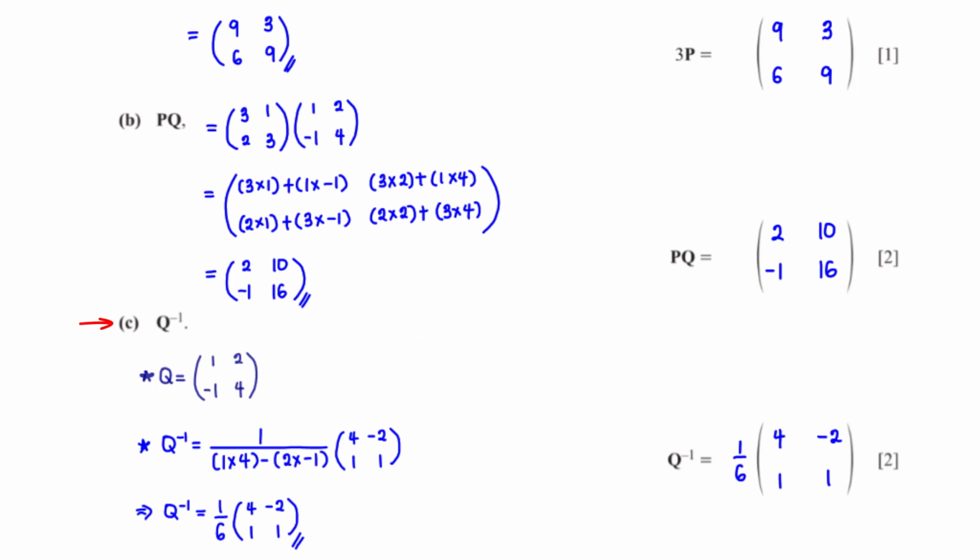Find the inverse of matrix Q. The inverse of matrix Q is equal to 1 over the determinant, which we get by subtracting the product of the minor diagonal, which is 2 times negative 1, from the product of the major diagonal, which is 1 times 4, multiplied by this matrix, which we get by swapping the elements in the major diagonal and negating the elements in the minor diagonal. 1 times 4 minus 2 times negative 1 is 6. So we have 1 over 6 times 4, 1, negative 2, 1.